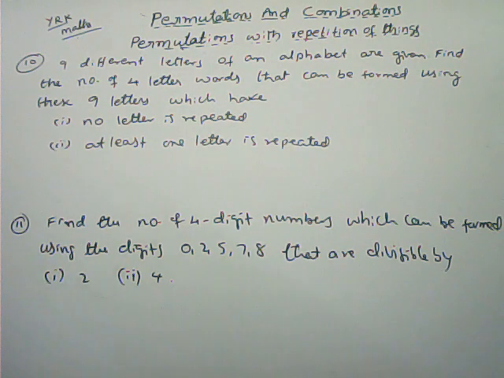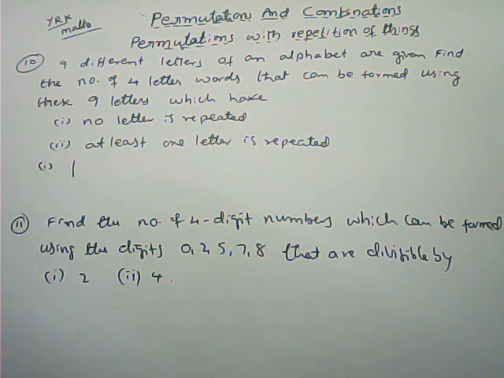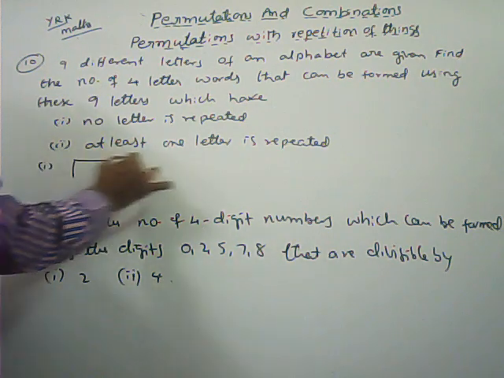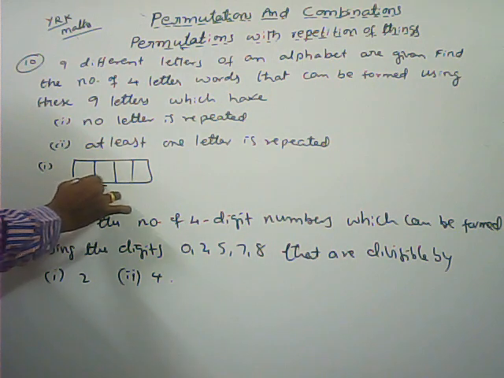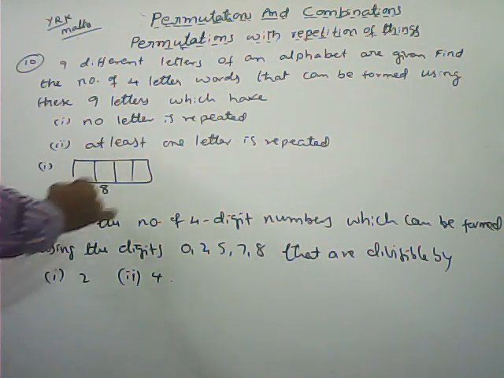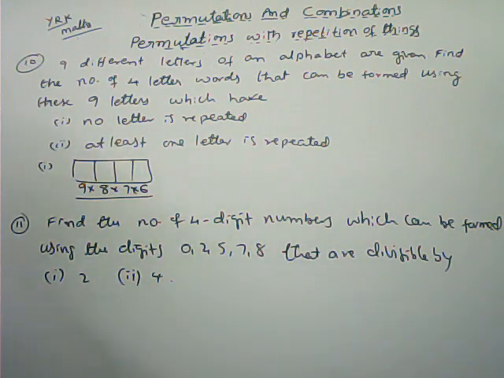Next one, 9 different letters of an alphabet are given. Find the number of 4-letter words that can be formed by using these 9 letters which have no letter is repeated. No letter is repeated. Here we want the number of 4-letter words. Without a repetition, no letter is repeated. So this one can be filled with any one of the 9. After that 8 letters are left. So next 7, next 6. This is the result for the answer for the first one.